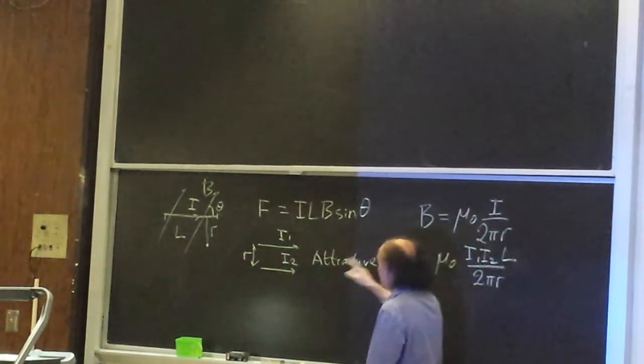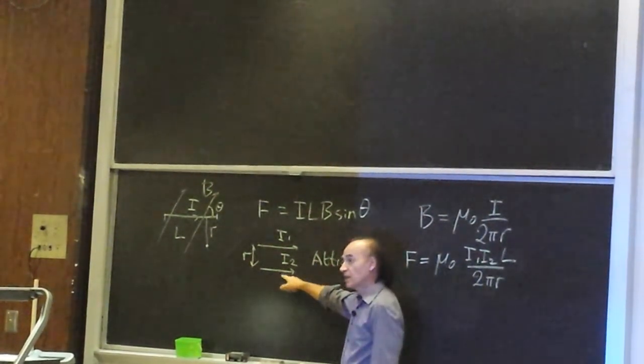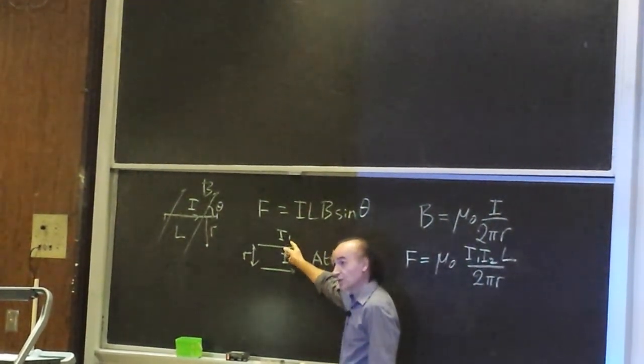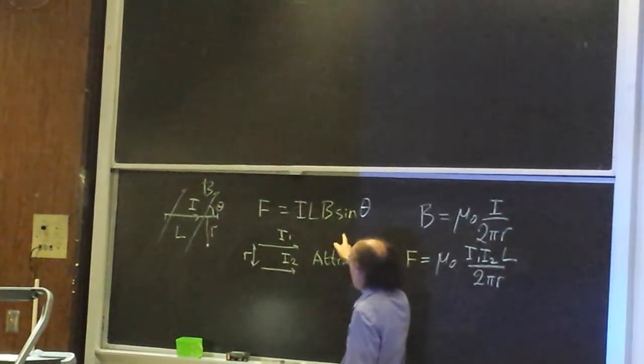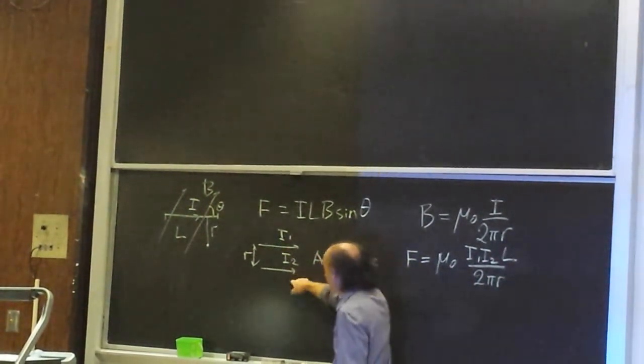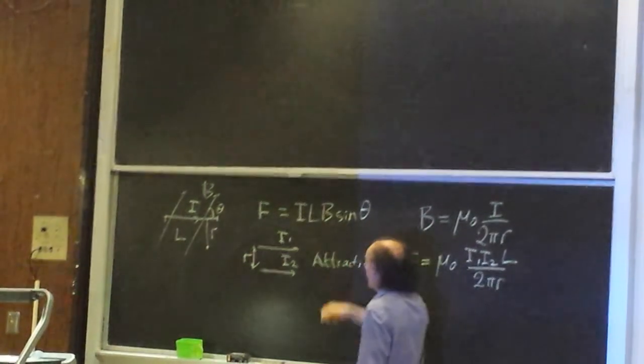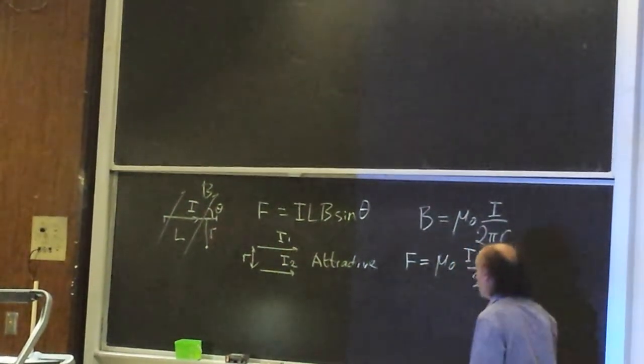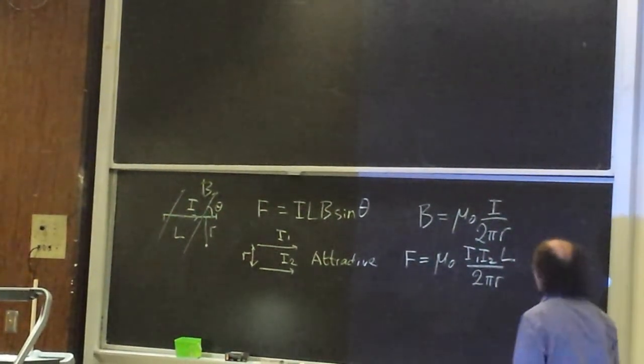Force acting on this wire is the magnetic field created by this wire here, multiplied by its current, multiplied by sine theta, which is 1 here. It goes away.